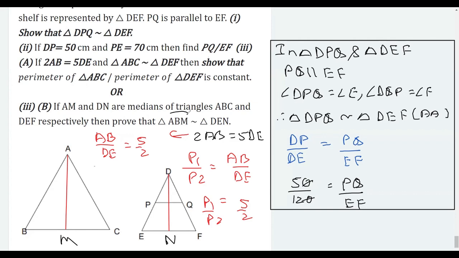We have to prove triangle ABC similar to triangle DEF. So I need to shade the triangles here. The one triangle is ABM, and the other triangle is DEN. These two triangles we have to prove similar. So what I'll do here, I'll erase the remaining parts as we have already covered these.